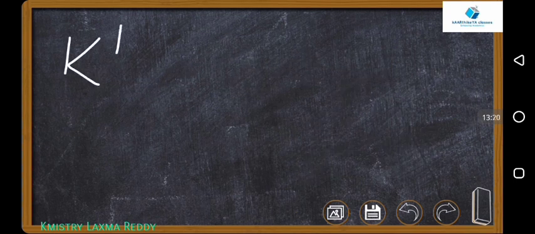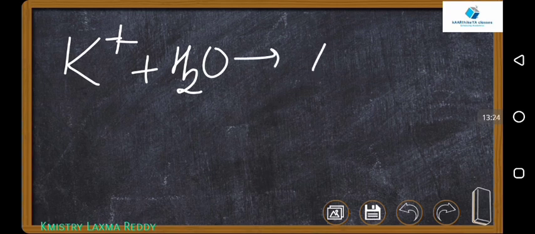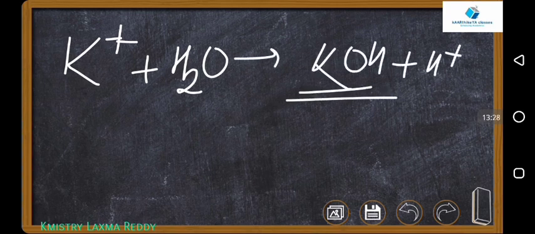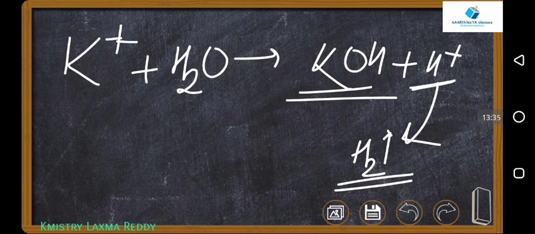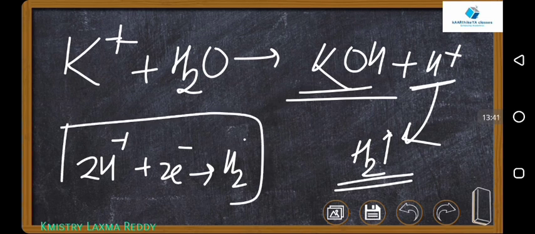The potassium ions or the sodium ions will react with water to form KOH and release H plus ions, you can say. These H plus ions will go to the cathode, gain electrons, and be released in the form of H2. 2H plus plus 2 electrons gives rise to H2. This is the reaction at the cathode.